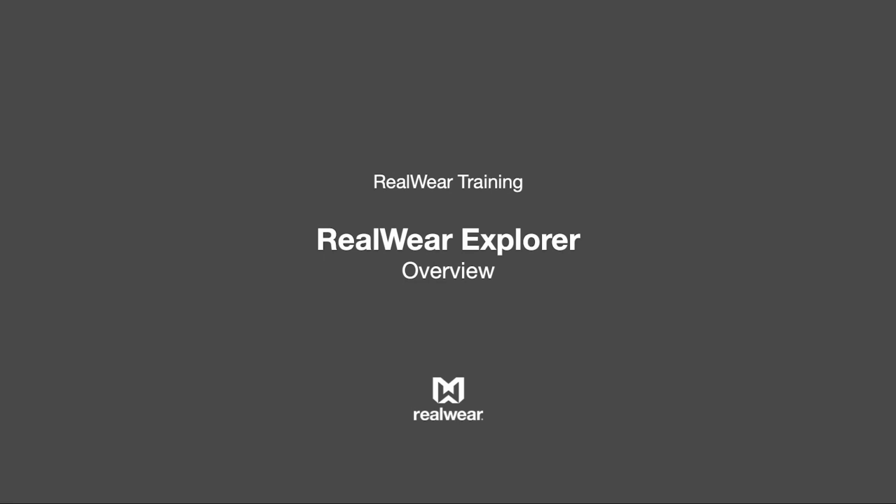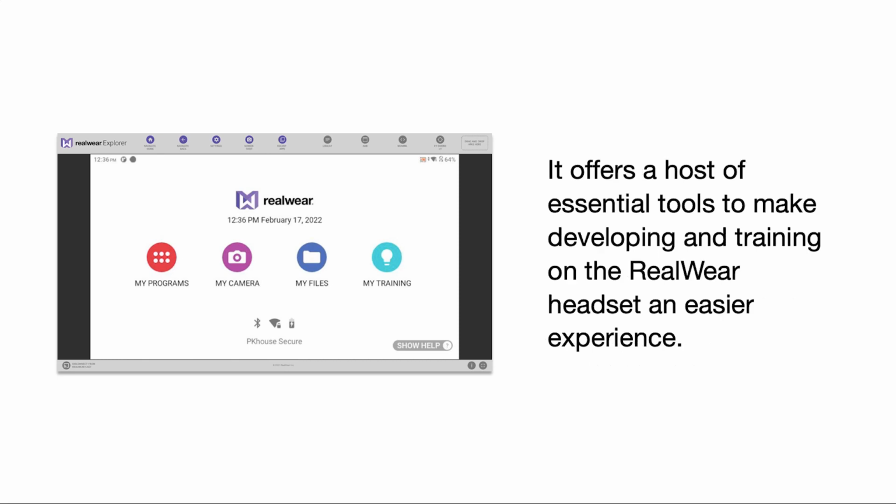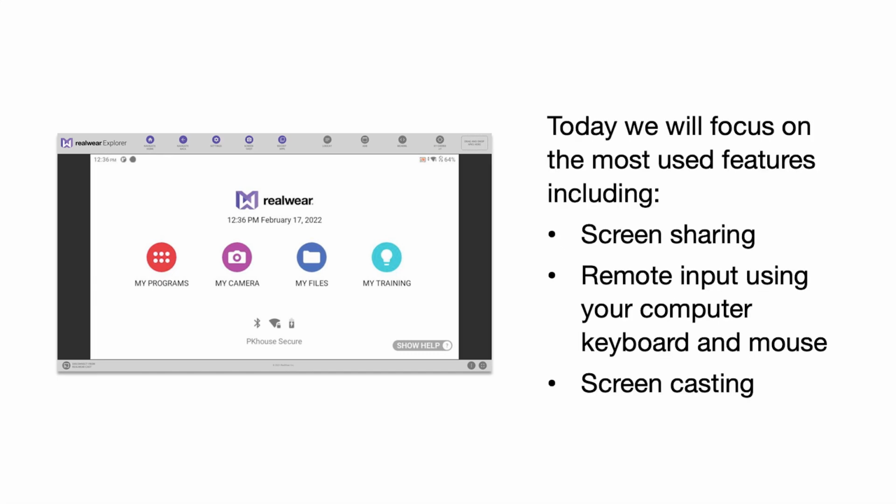RealWear Explorer Overview. RealWear Explorer is a desktop tool for both Windows PCs and Mac computers that mirrors the screen of your RealWear headset to your desktop. It offers a host of essential tools to make developing and training on the RealWear headset an easier experience. Today we will focus on the most used features, including screen sharing, screencasting, and remote input using your computer keyboard and mouse.